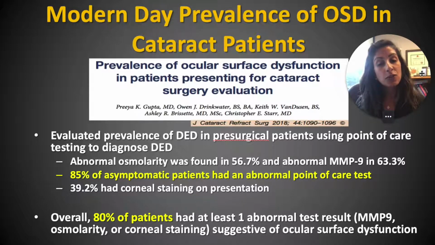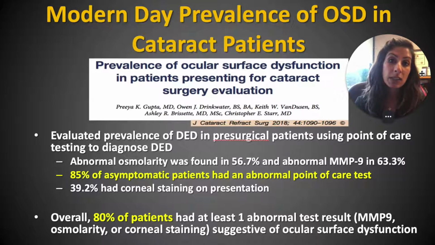Interestingly, I think it is really important for us to start screening patients because in our study, when we looked at how many patients were symptomatic and asymptomatic, about half of the patients didn't actually present with symptoms, but 85% of the asymptomatic patients actually had an abnormal point of care test. So it tells us that we really need to be screening these patients if we want to try to treat them in advance.